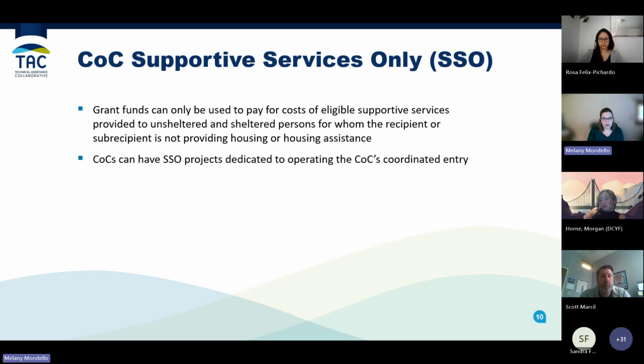And there's also, it's very rare, but in some cases, there are support service only grants allowed under the CoC program. And these would be grants that only pay for services such as a legal team or an outreach team, something like that. So we're not going to spend a lot of time on that because, again, it's very rare for those to be awarded, but it is an eligible project type that we should at least acknowledge.